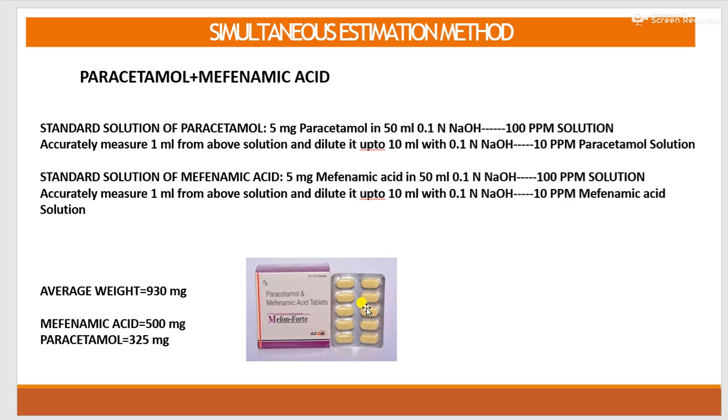The sample which we have taken is a paracetamol and mefenamic acid tablet. The average weight of this tablet is 930 milligram. To calculate average weight, you have to take 20 tablets, weigh them individually and calculate the average weight of the tablet. A single tablet contains mefenamic acid 500 mg and paracetamol 325 mg. So, this is the label claim for our sample.